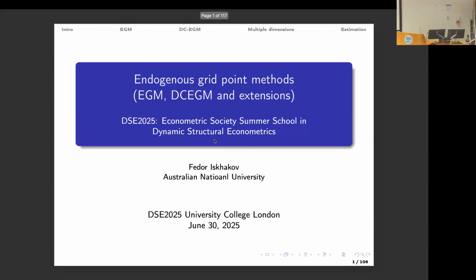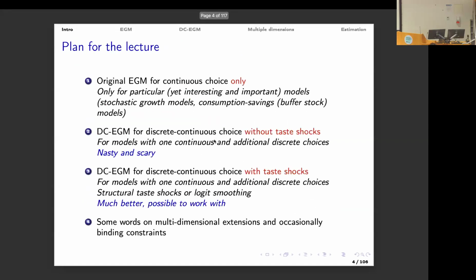So the transition probabilities, oh my God, I'm pressing the wrong button all the time.